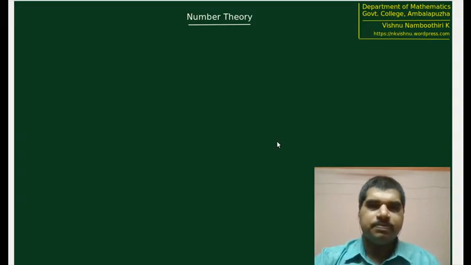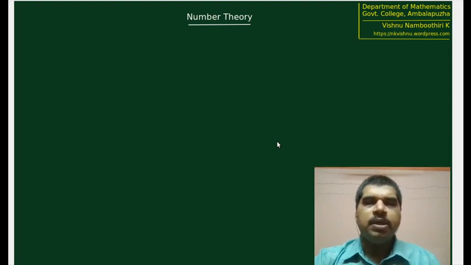Hello, welcome. In the last session, using the Euclidean algorithm, we saw that if a and b are two positive integers and d is the GCD of a and b, then we can find integers x and y such that d equals ax plus by. That is, the GCD of two numbers can be expressed as a linear combination of those two numbers. This identity we called Bezout's identity.